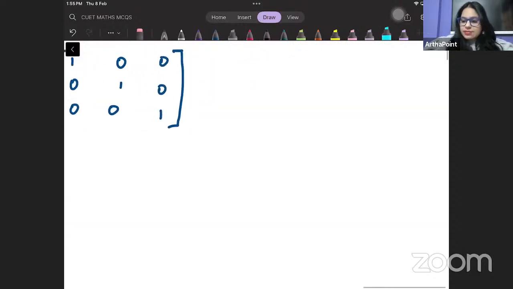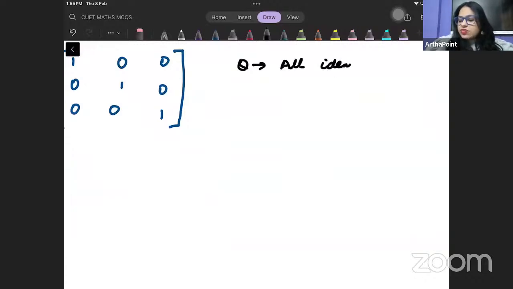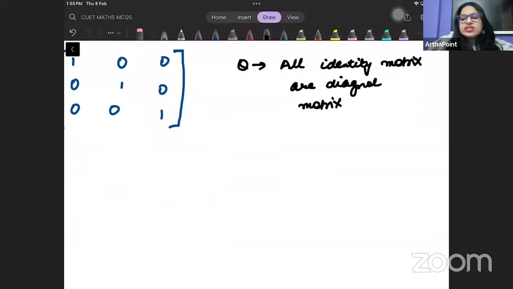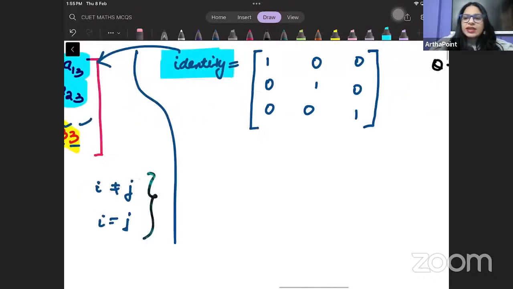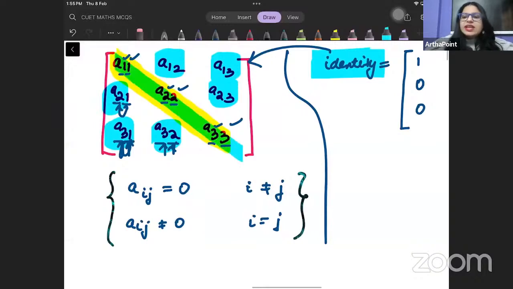So if in an exam, beta, they give you a statement that all identity matrices are diagonal matrices, is this statement true? Yes. If it is an identity matrix, then it is a diagonal matrix, because the diagonal elements are non-zero and the other elements are zero. So yes, it is a diagonal matrix.